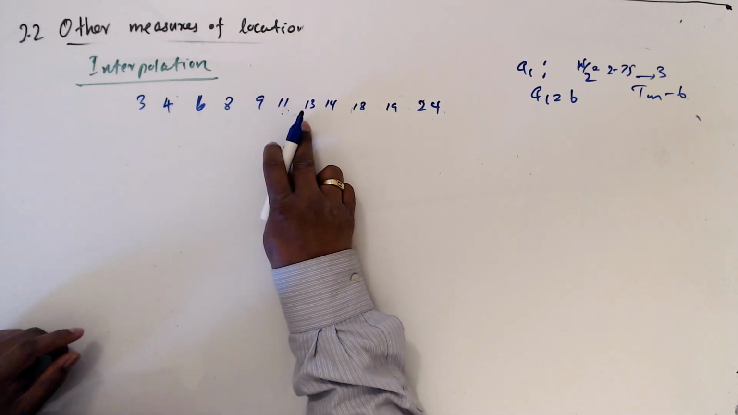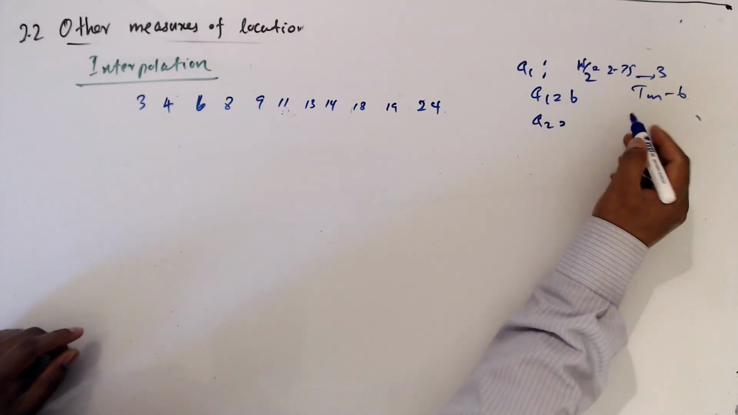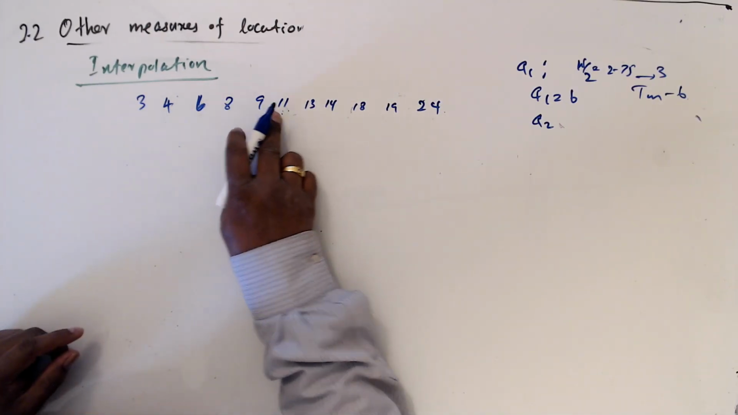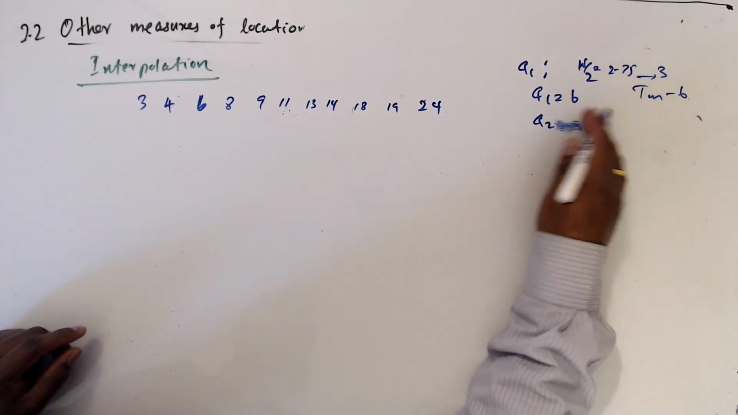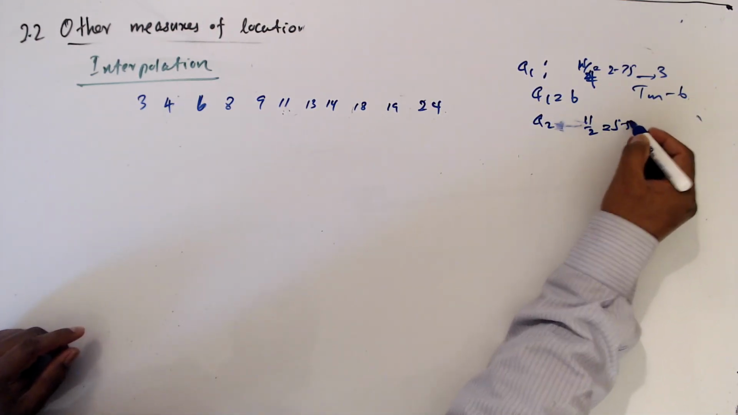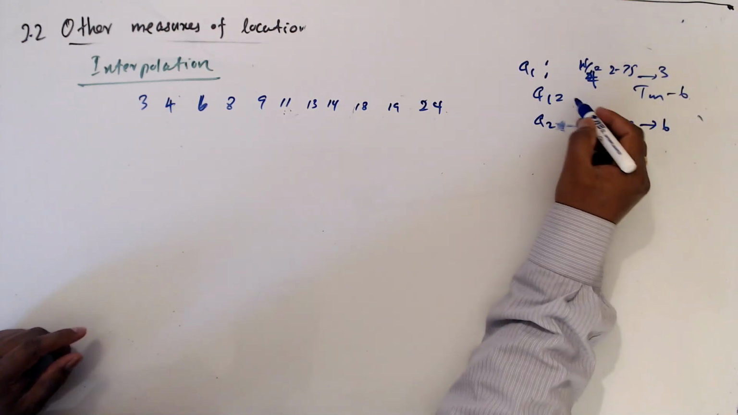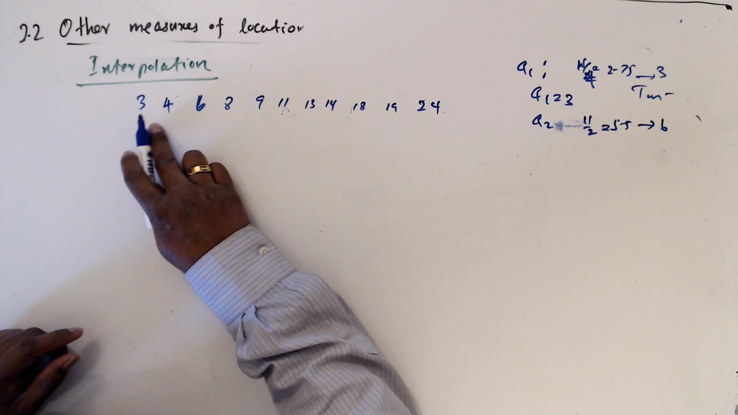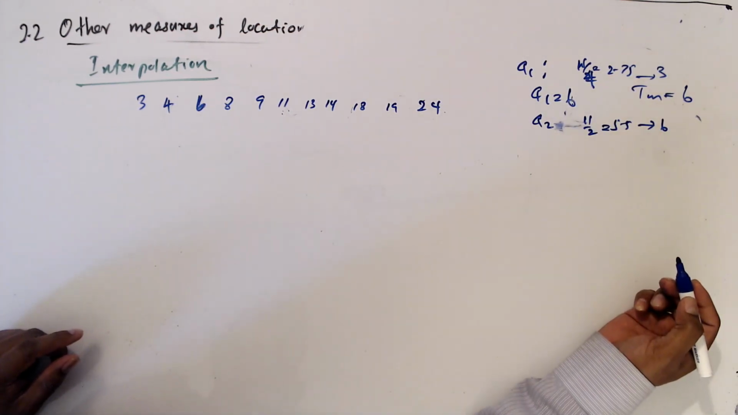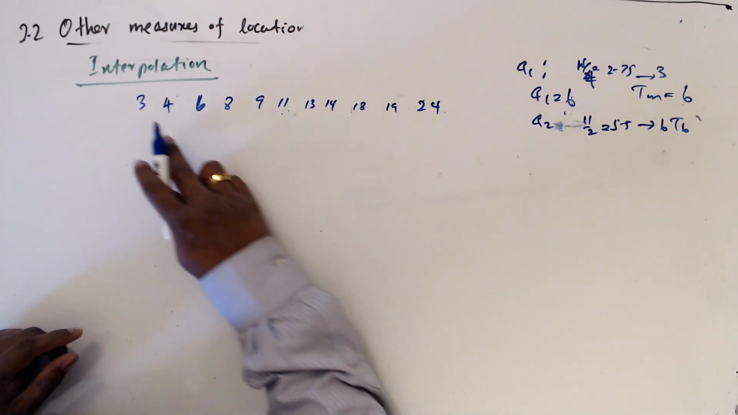And Q2, it is the median. n is 11, divided by 2 is 5.5, round up, 6. 1, 2, 3, 4, 5, 6. So Q2 is term 6. Sorry, the earlier one was 11 divided by 4, and this is 11 by 2, 5.5, which is going to be 6. Q1 is term 3, 1, 2, 3, 6. Yes, Q1 is 6. And Q2 is term 6. What is term 6? 1, 2, 3, 4, 5, 6, 11.